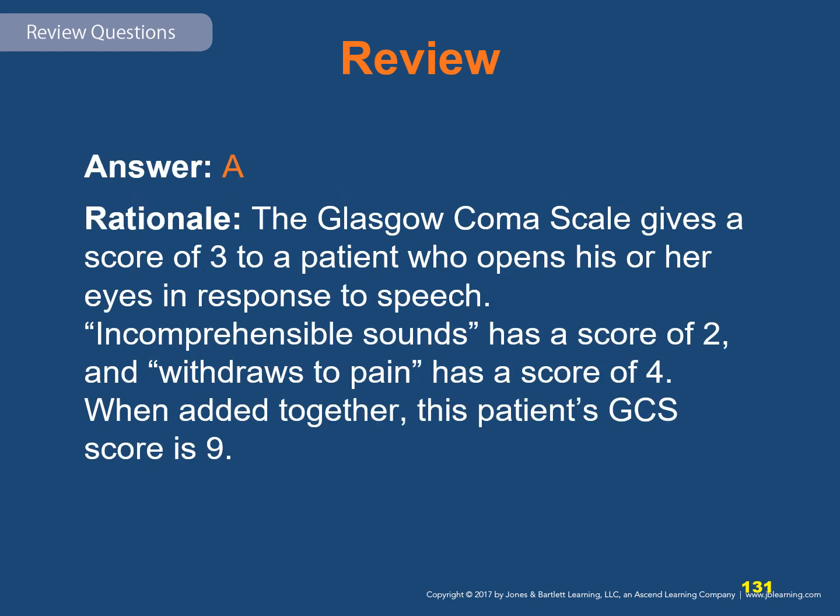It is A. The Glasgow Coma Scale gives a score of 3 to a patient who opens his or her eyes in response to speech. Incomprehensible sounds has a score of 2, and withdrawal to pain has a score of 4. When added together, this patient's GCS score is 9. So you measure each of those components, take the points from each, add them up, and that gives you your GCS score, a Glasgow Coma Scale score.